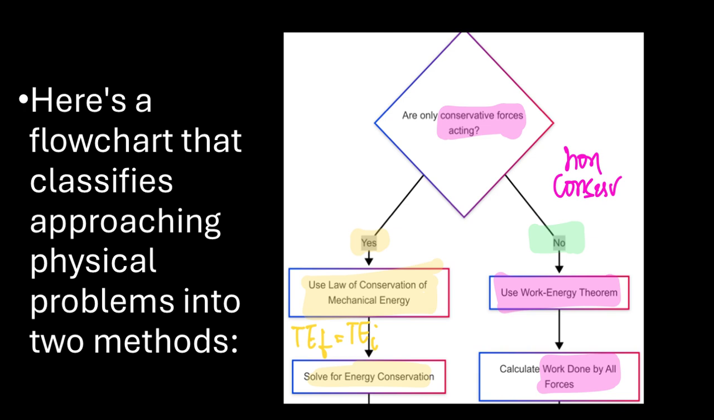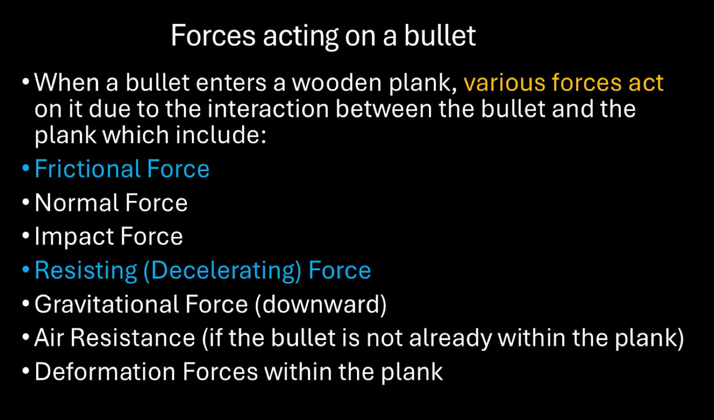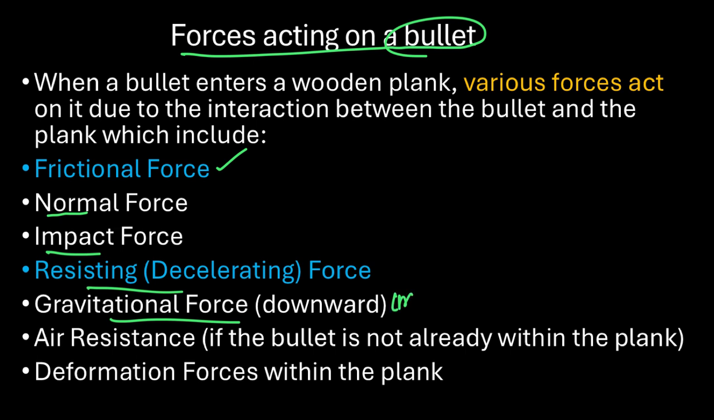See, this phrase is really important. Work done by all forces, not work done by one force. Work done by all the forces acting in the system. Okay, now in the question which is given to us, what are the various forces acting on the bullet here? There can be many forces. There can be frictional force, normal force, impact force, resistive force, gravitational force, which is caused by the weight of the bullet. There can be air resistance. There can be deforming forces within the plank.